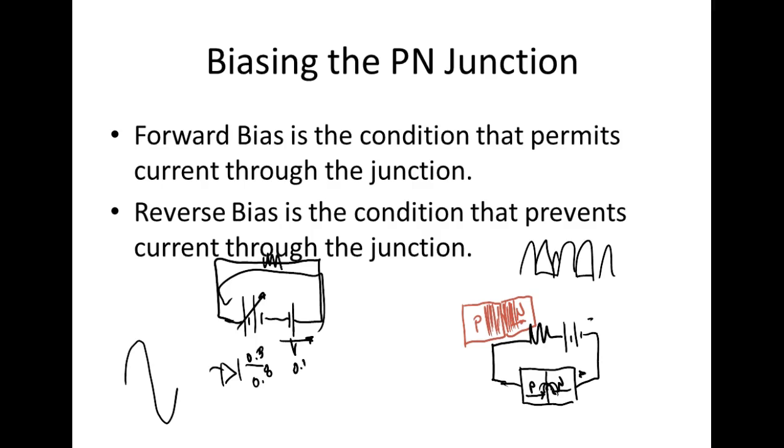One of the main categories of diodes are called rectifier diodes. Y'all heard the term rectifier before? What does a rectifier do? If you're in cars, your alternator generates AC, but your car runs off of what? DC. So inside there is a bunch of diodes. They call it a rectifier assembly that takes the AC coming off your generator, your alternator, and converts it into DC.